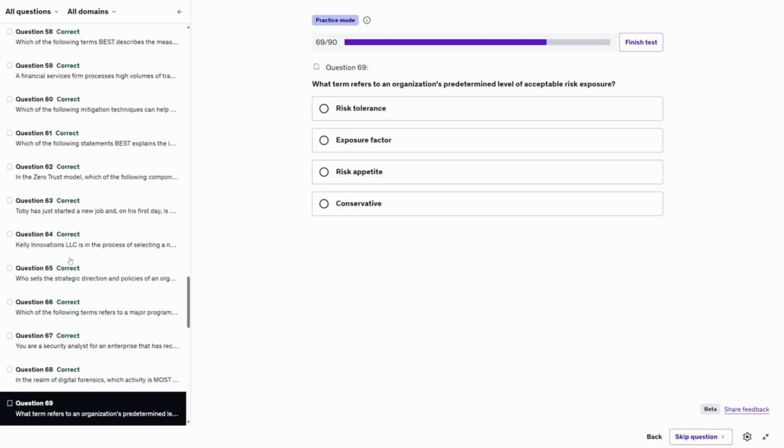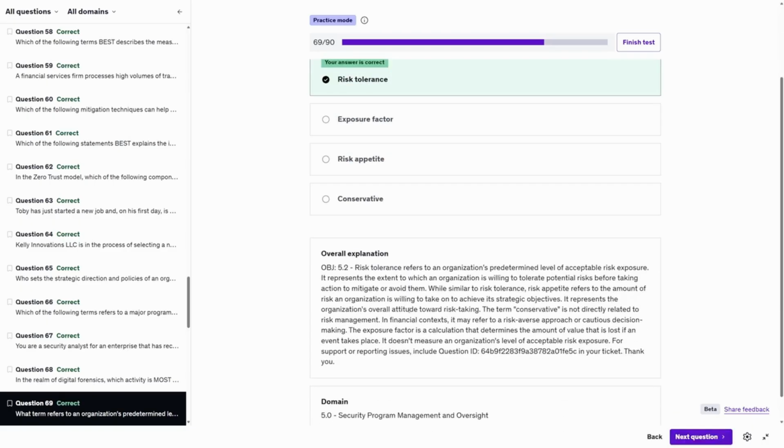What term refers to an organization's predetermined level of acceptable risk exposure? And the answer here will be risk tolerance. Risk tolerance refers to an organization's predetermined level of acceptable risk exposure. It represents the extent to which an organization is willing to tolerate potential risks before taking action to mitigate or avoid them. I'll leave up the other answers for a few moments.